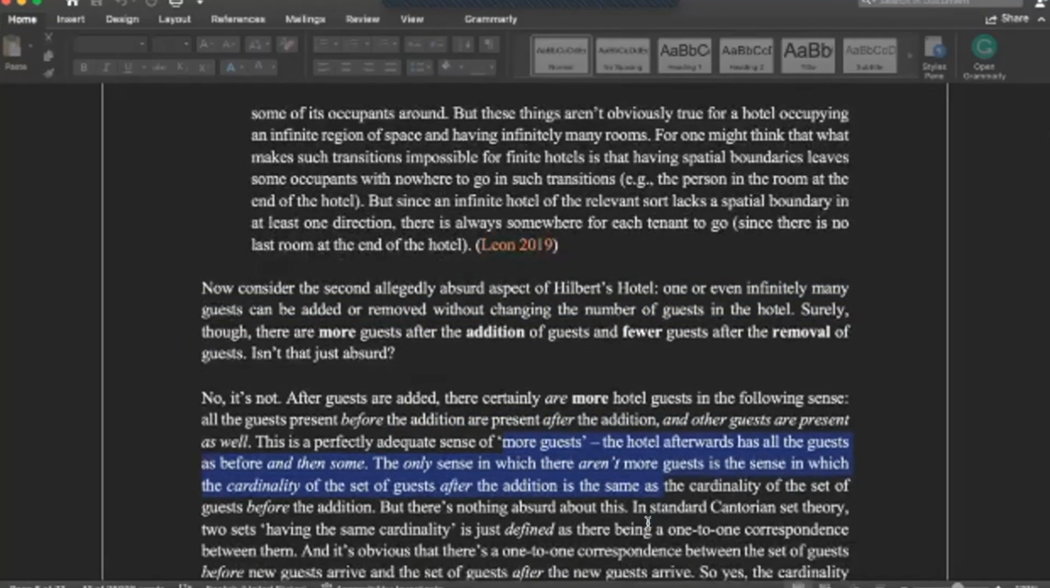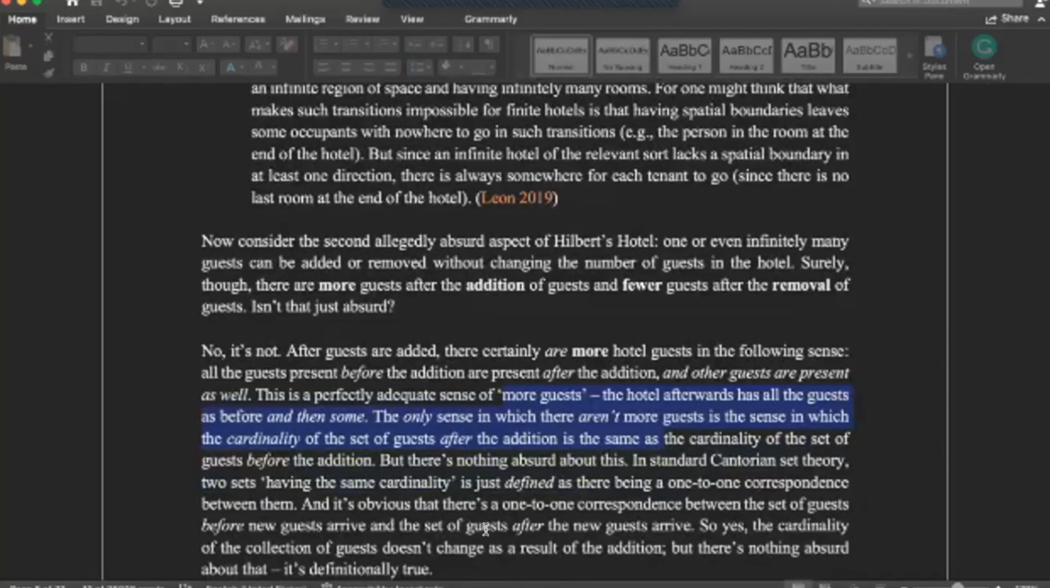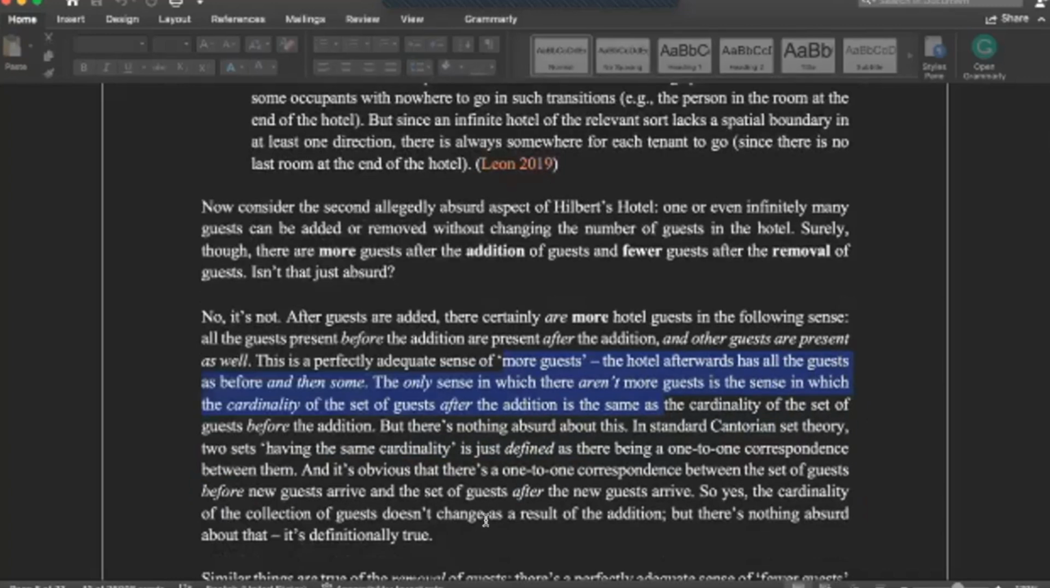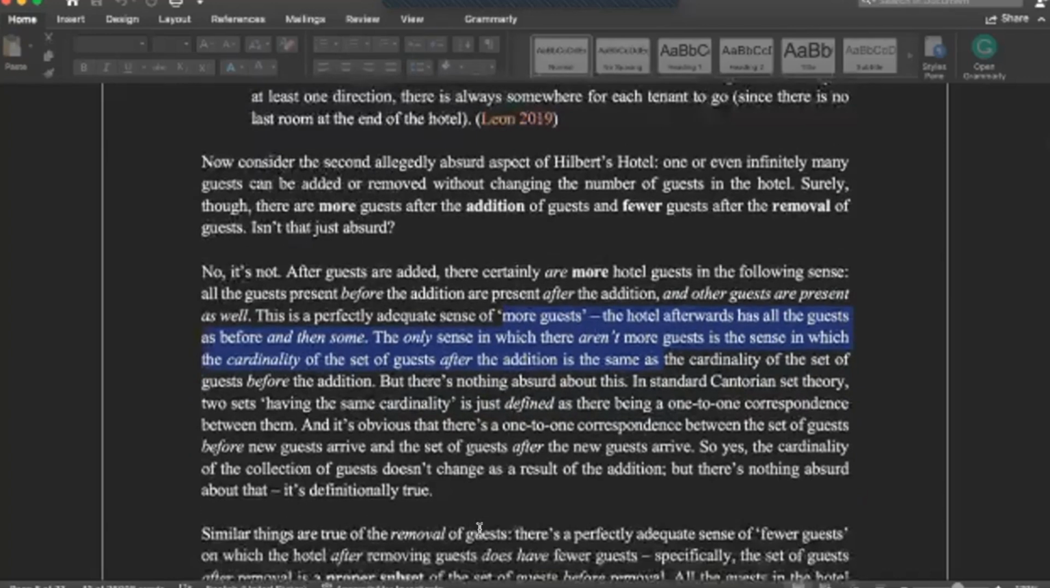But there's nothing absurd about this. In standard Cantorian set theory, two sets having the same cardinality is just defined as there being a one-to-one correspondence between them. And it's obvious that there's a one-to-one correspondence between the set of guests before new guests arrive and the set of guests after the new guests arrive. So yes, the cardinality of the collection of guests doesn't change as a result of the addition, but there's nothing absurd about that. It's definitionally true.